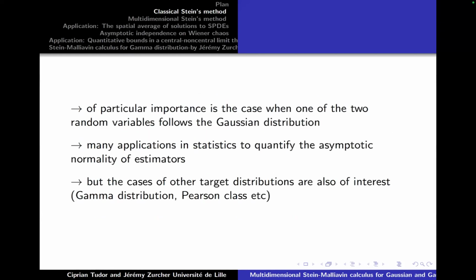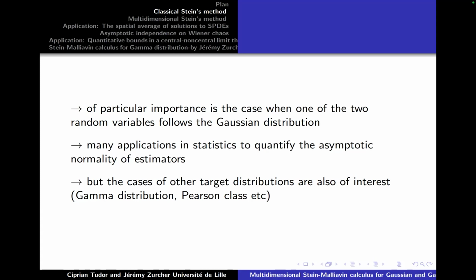So this is the purpose: measure the distance between two probability distributions. Of course, a more significant particular case is when one of these two variables is Gaussian. There are many applications for this approximation. This is usually called the normal approximation, or Stein's method via normal approximation. So you have two random variables, one is Gaussian, one is not Gaussian, and you have to measure the distance between them.